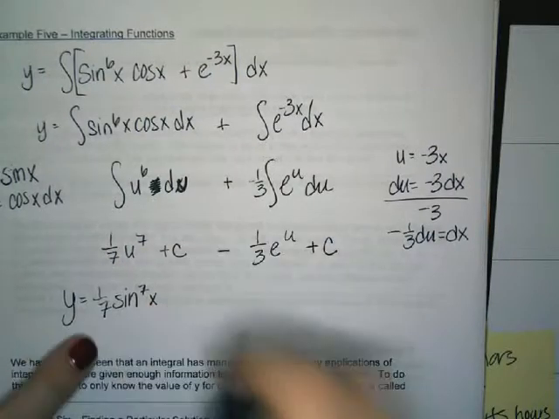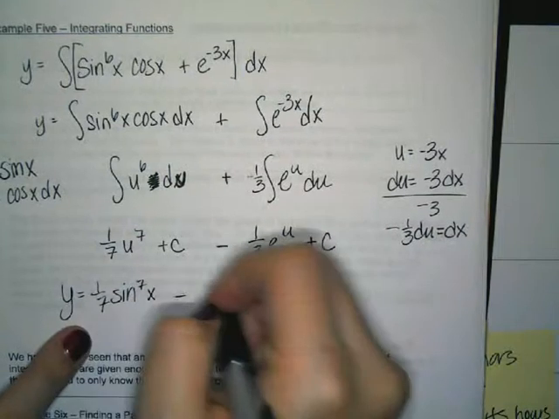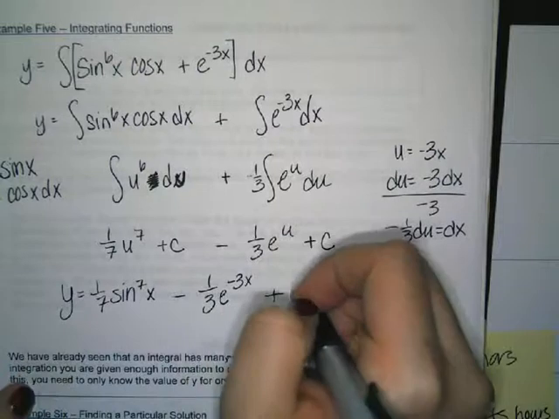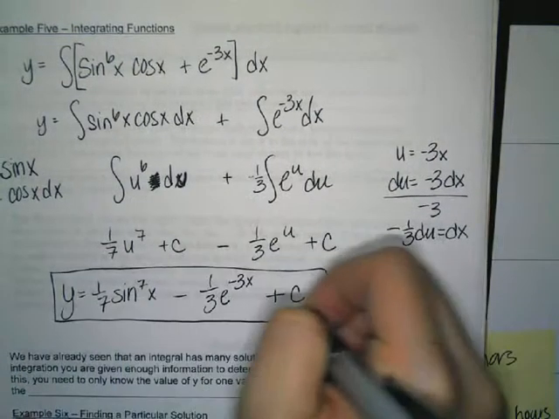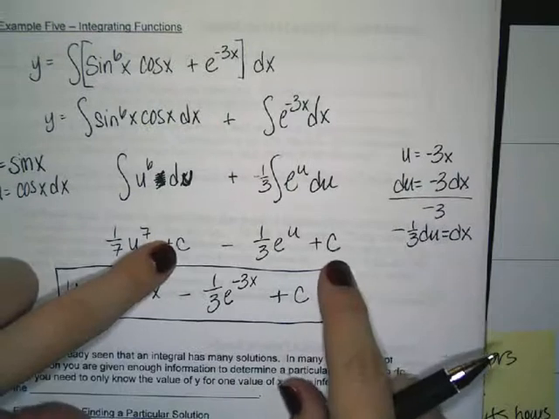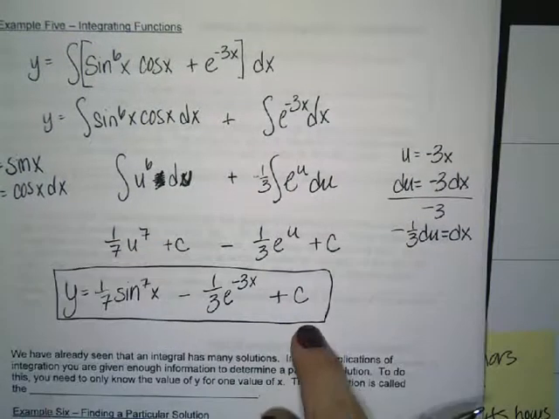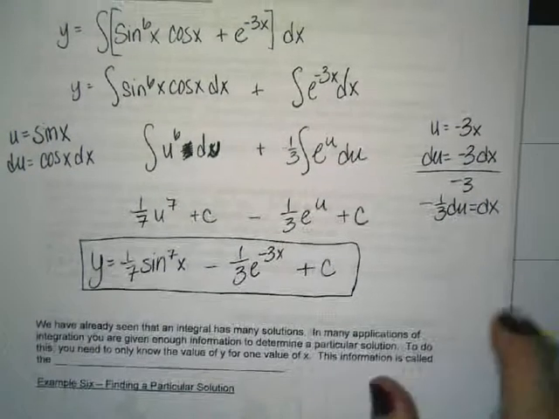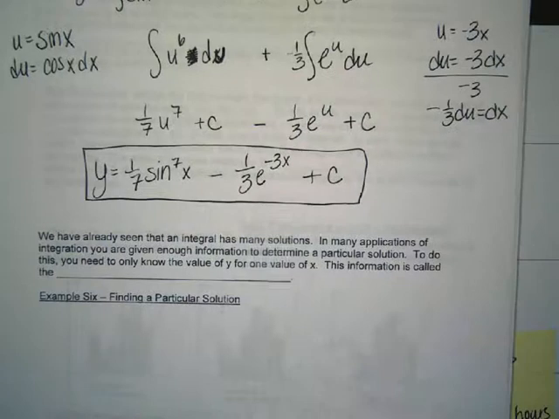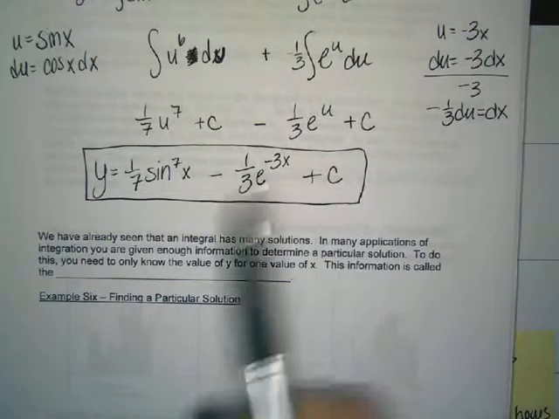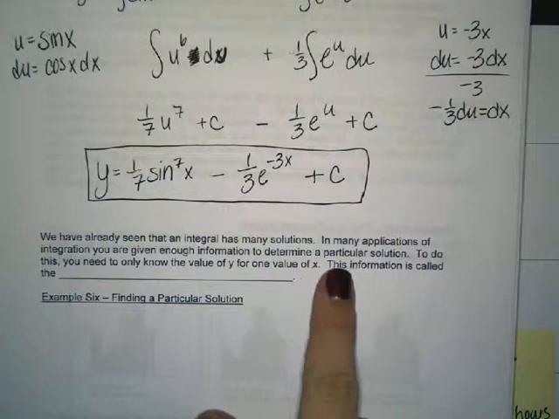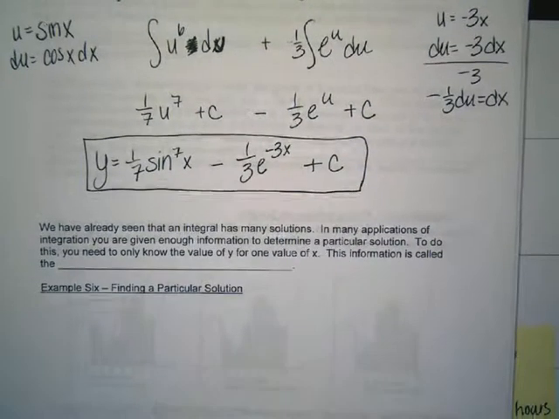All right. So you've already seen that an integral has many solutions because depending on what the c is, you can get tons of different graphs. In many applications of integration, you are given enough information to determine what we call a particular solution. These are the problems like we did before when I give you the acceleration and you have to find the position function. To do this, you need to only know the value of y for one value of x. This information is called your initial condition. They have to give you an initial condition if they want you to find a particular solution.